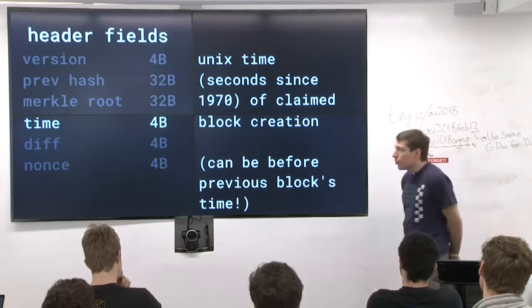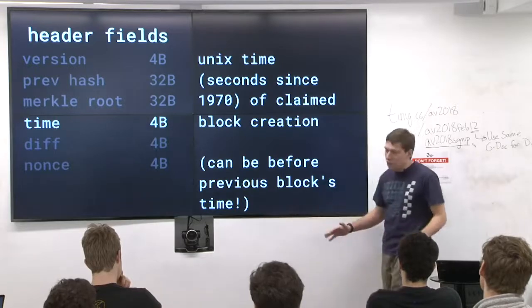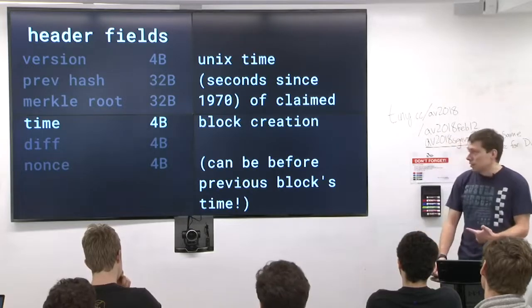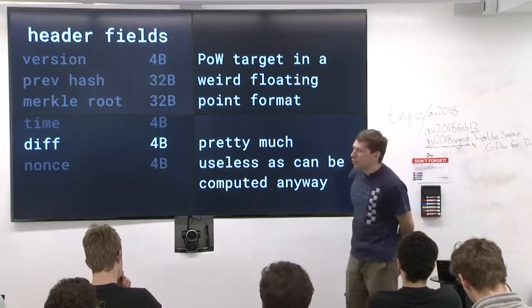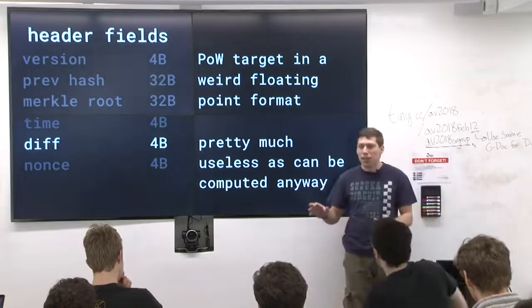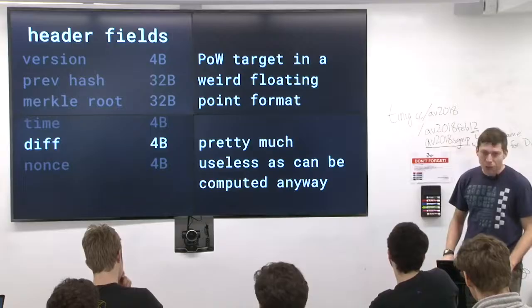And it's really only used for, okay, look at the last 2016 blocks, 2 weeks-ish of work of all these blocks and see how fast we need to make things. So that ties into the next field, which is difficulty. It's in a sort of weird floating point-like format with a mantissa and exponent, which is totally custom, and you kind of have to write your own code to deal with it.